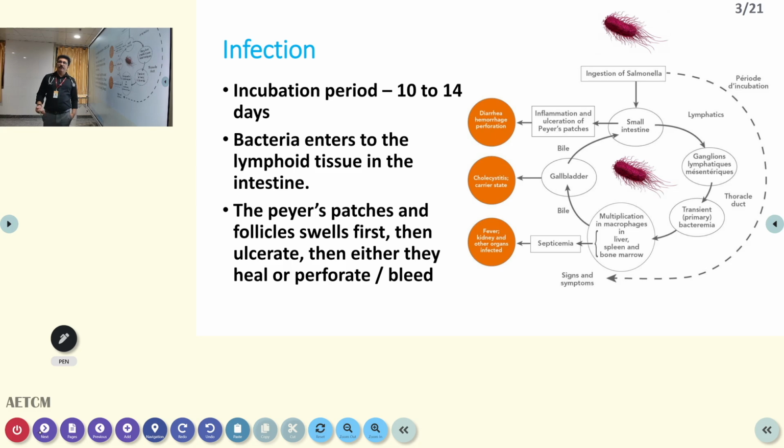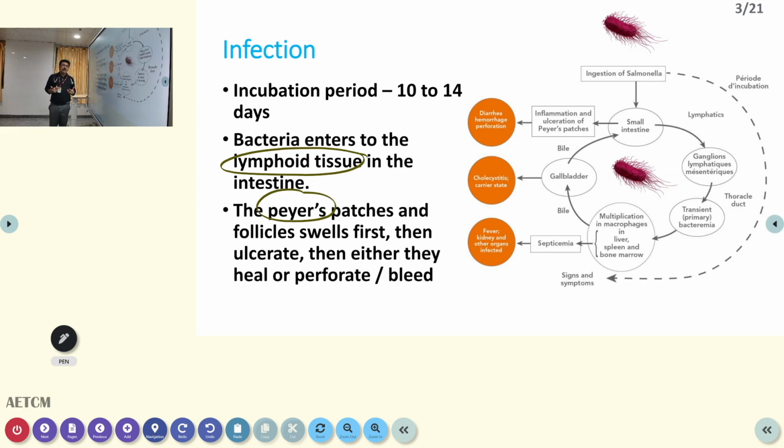So when we take food or water which is not properly cooked and is contaminated, this bacteria enters the lymphoid tissue in the intestine. That is very important. Peyer's patch is a type of lymphoid tissue in our intestine, and they enter there and multiply there. Then they go to the blood, or they produce ulcers inside the intestine and cause perforation. All these things occur if we don't treat the patient properly.